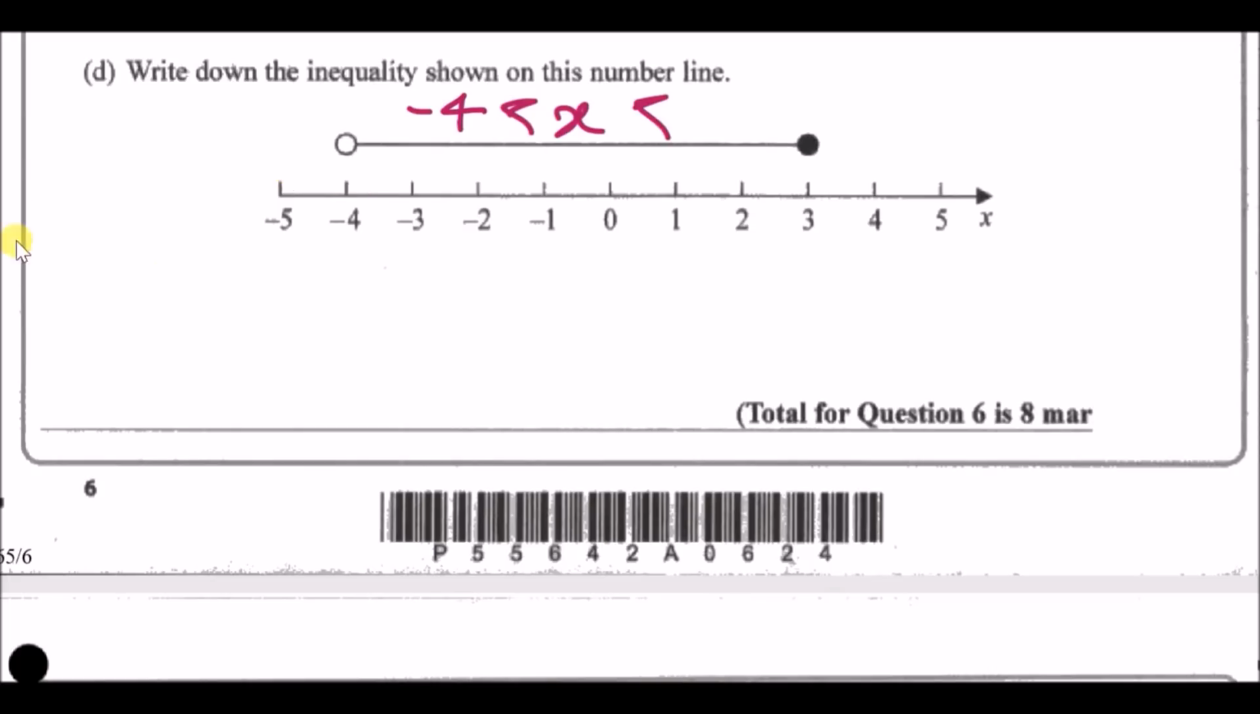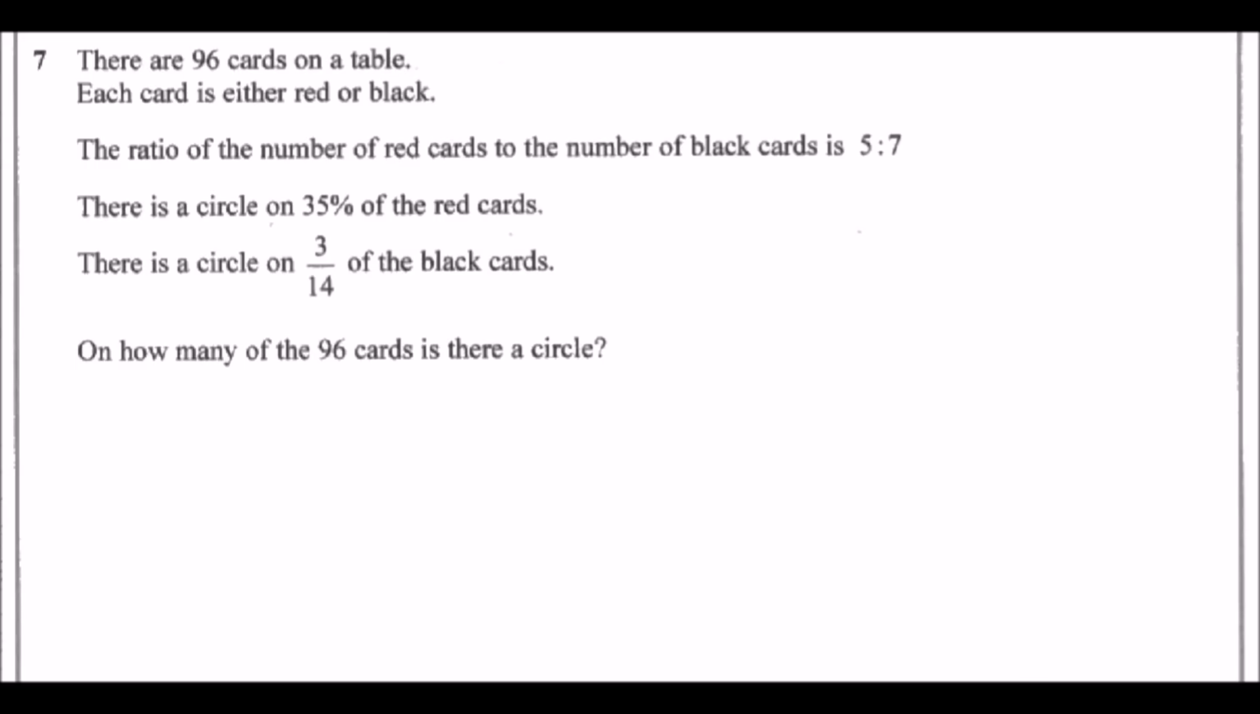But if it's shaded in, this means that the x value also equals the 3. So be greater or equal than 3. So summary, if it's not shaded, no equal sign. If it's shaded, it includes, so equal sign there. And yeah, that's it, guys. That's 6 done. Okay, number 7.